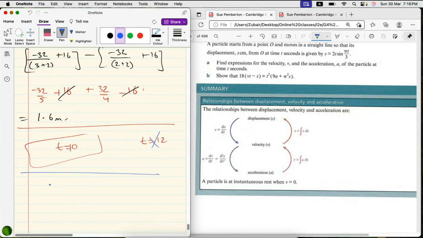If they ask you to find the distance traveled till time 10 seconds and you see that the particle is turning at 8, now that's a point of concern. We need to check at 8, then check at 10, and then find the distance traveled. Distance traveled will be this and this added together. Otherwise, when we just substitute 10, it is going to give us this displacement.